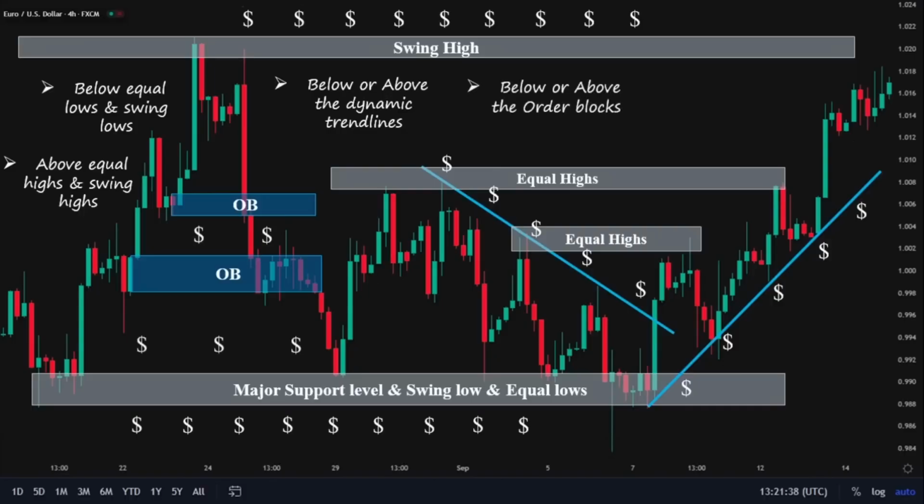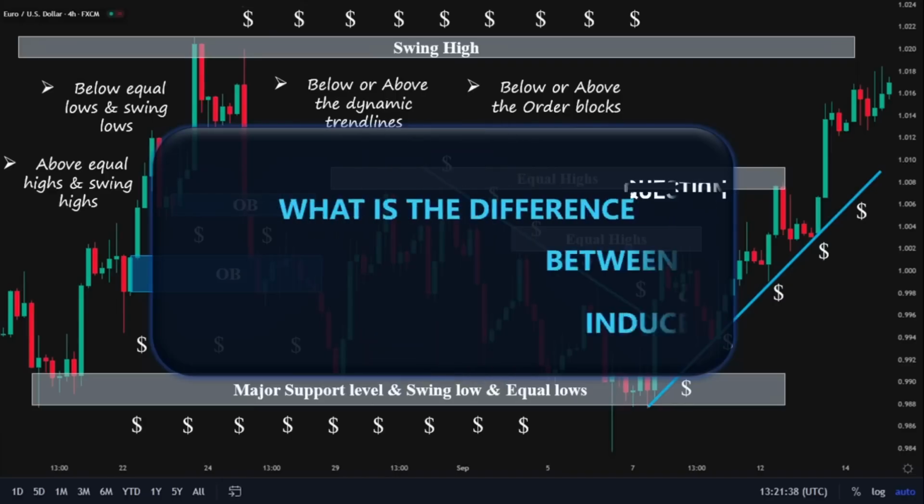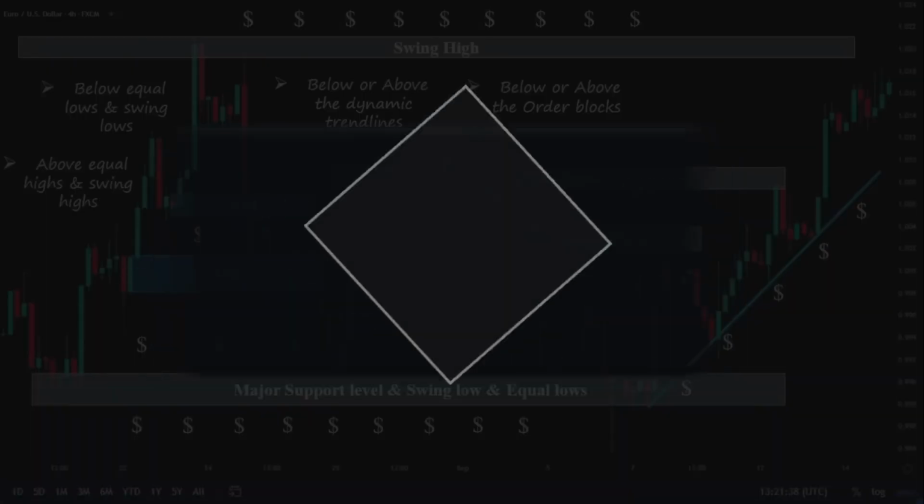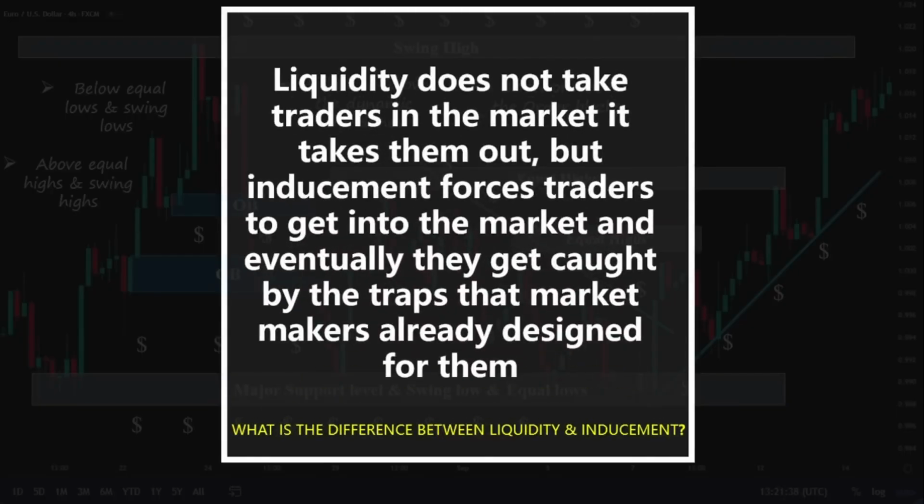Now we know the basics of liquidity and inducement. So, what is the difference between liquidity and inducement? Liquidity doesn't take traders into the market, it takes them out of the market, but inducement forces traders to get into the market and eventually get caught by the traps that market makers already designed for them.